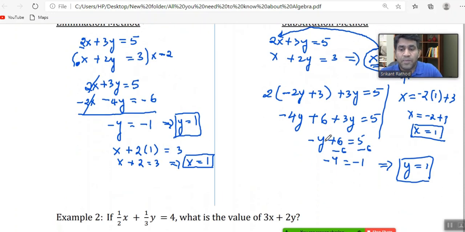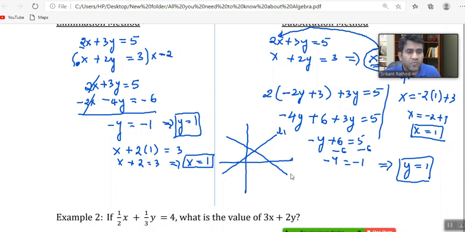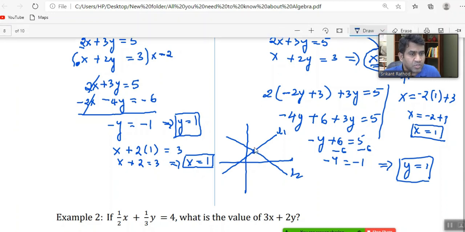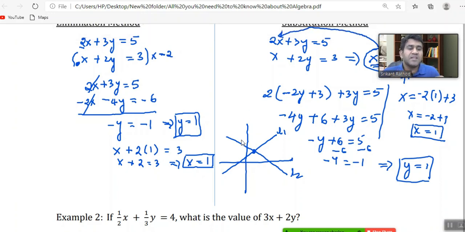So if I plot both expressions in an xy plane, I'm just taking a rough sketch. One line goes something like this, increasing, and the other line goes something like this, decreasing. Let's say this is line 1 and this is line 2. These two lines meet at this point. At how many points are these lines meeting? At only one point. That's why we say the given system of equations has one solution. If the two lines met at 2 points, they would have two solutions; at 3 points, three solutions, and so on.